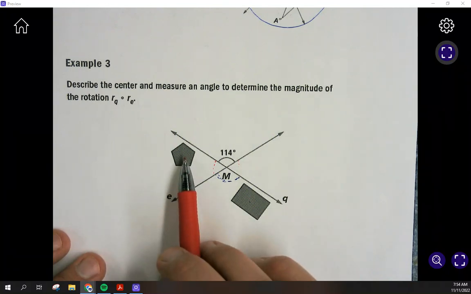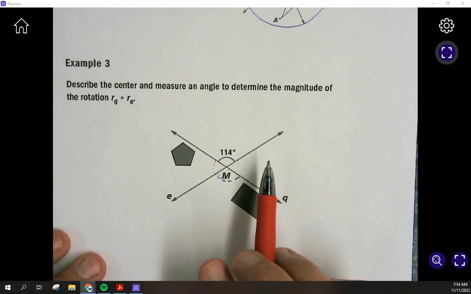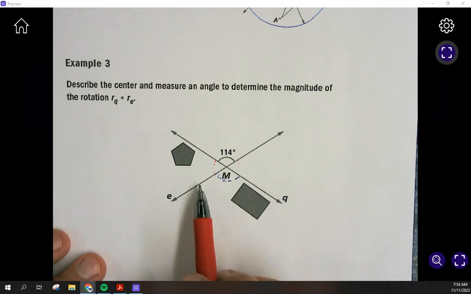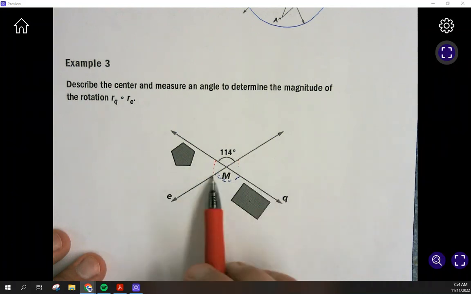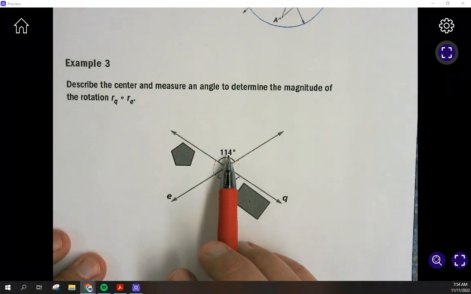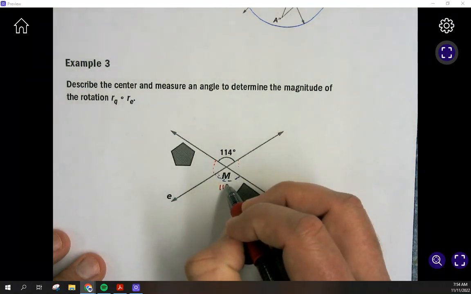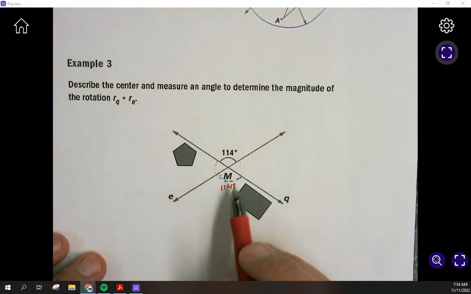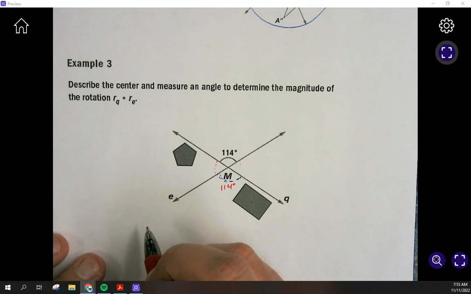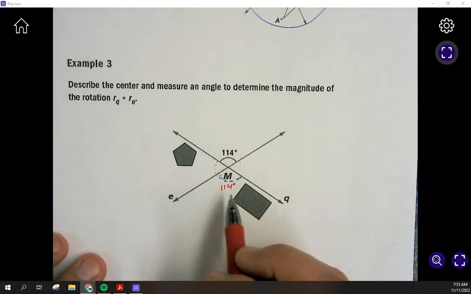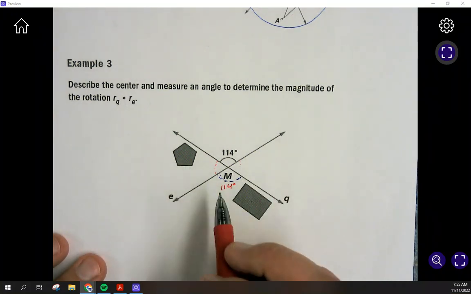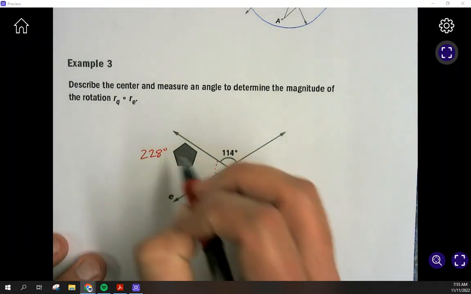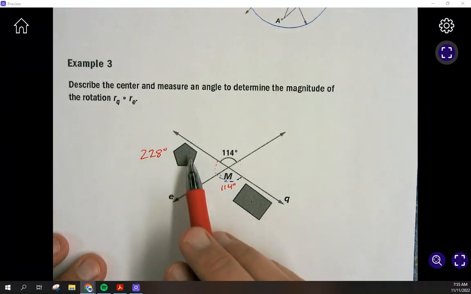All right, so for this one though, I went down here and over here. So over E, over Q. This is the measurement between E and Q that I'm going over. And so I'm going to double that to find my measurement. Now, these are verticals, so this is also 114 degrees. And so if I double that 114 degrees, the rotation that this is going to go about for these 2 reflections is 228 degrees. So more than 180.